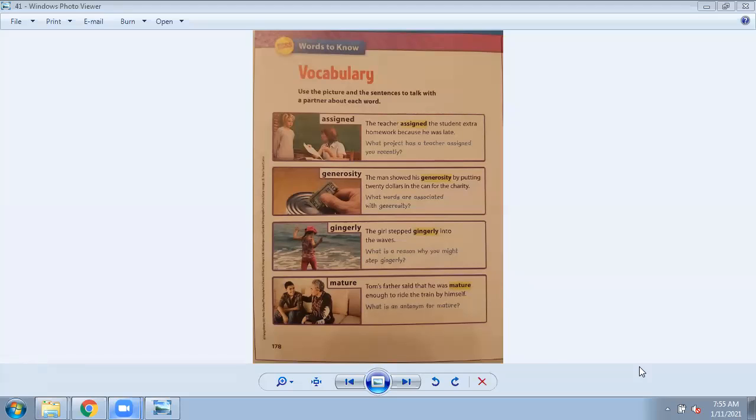Jenna, can you read the sentence for assigned for us? The teacher assigned the student extra homework because he was late.